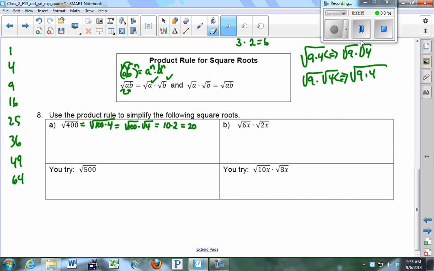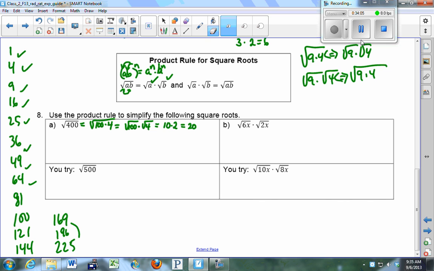So 64 is 8 squared, 9 squared is 81, 10 squared is 100, 11 squared is 121. So if you go, 13 squared is what? 169, is that right? What's 14 squared? You don't know? Okay, well, you can figure it out. What about 15 squared? 225, so it's something in between there. What is it? 196, okay. So these are just numbers you should recognize as perfect squares. They'll help you.